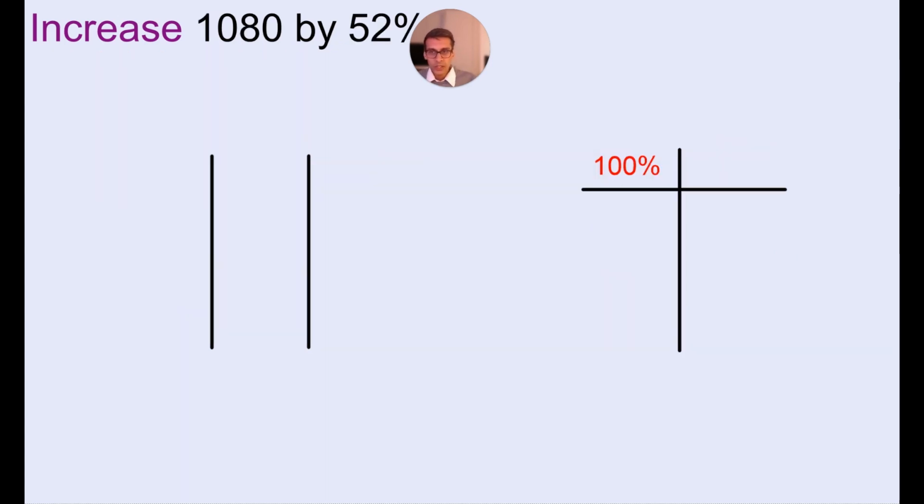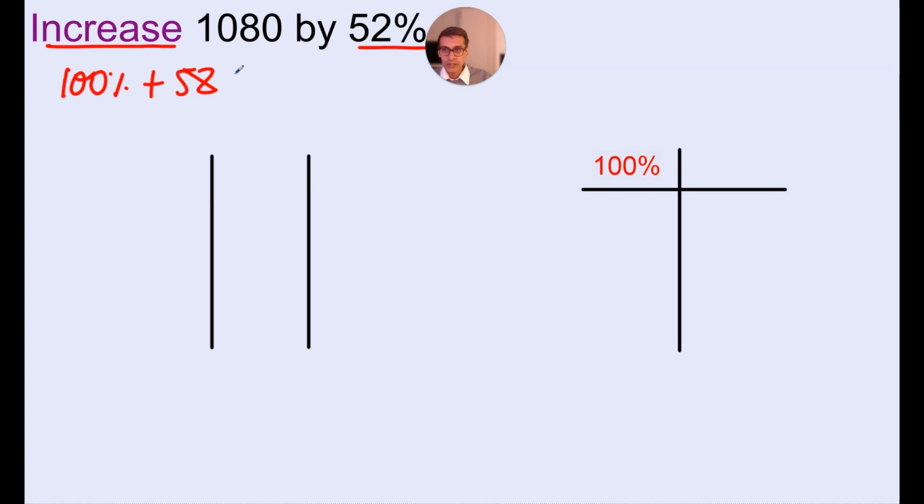Okay. Increase 1080 by 52%. Pause the video and have a go. Okay, let's work this out. So we're increasing by 52%. So it's 100% plus 52%, which is 152%.